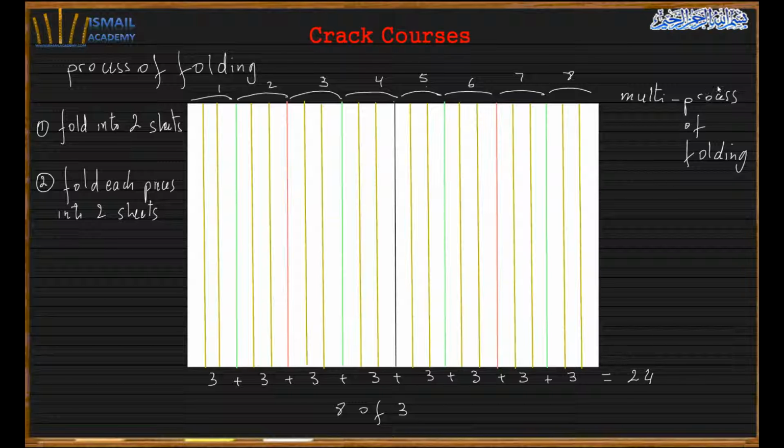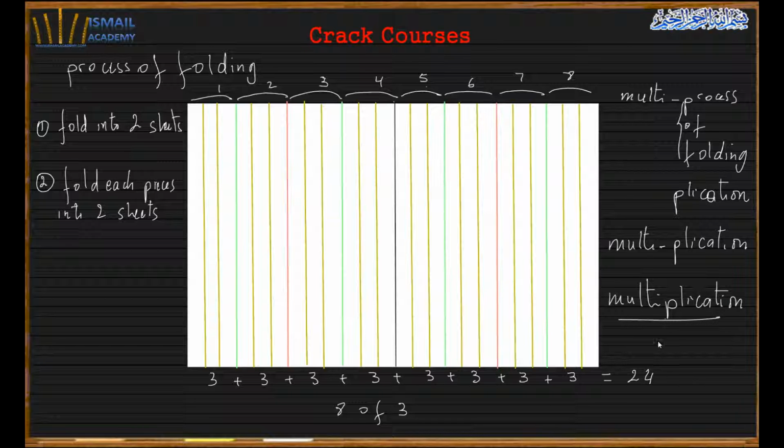But there's a word which combines those two into one word. So which word combines those two into one word to express process of folding? The only word that combines those two is plicate, or plication. The process of folding means plication. So if I substitute those two words with that word, I will have multiplication. And if we take off that minus sign here, what we did here is a multiplication.